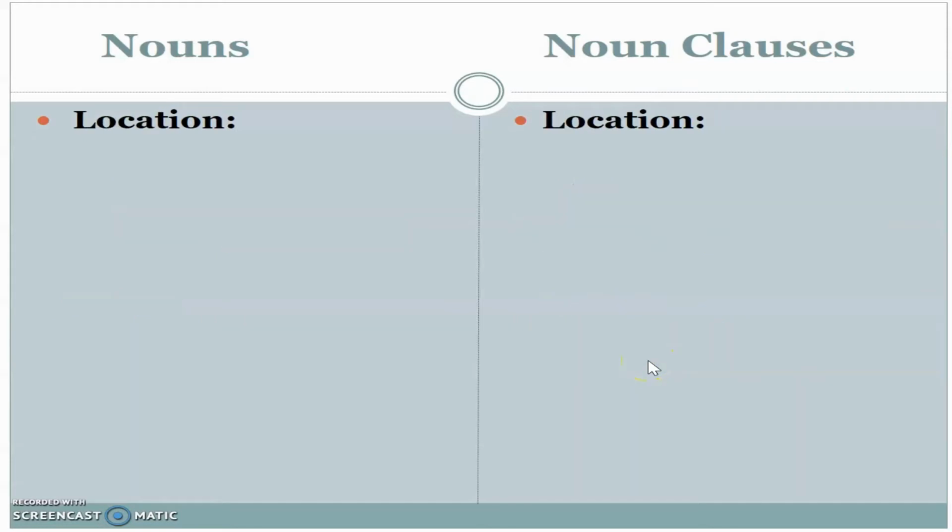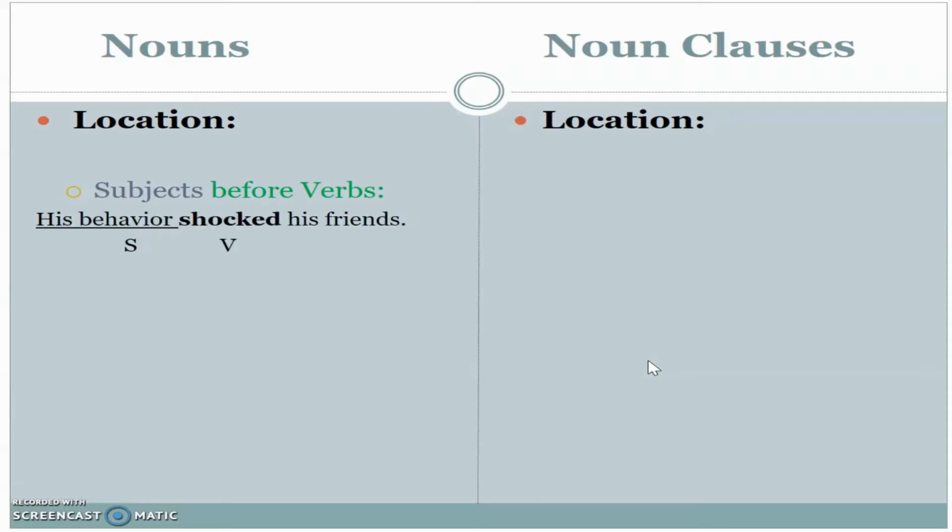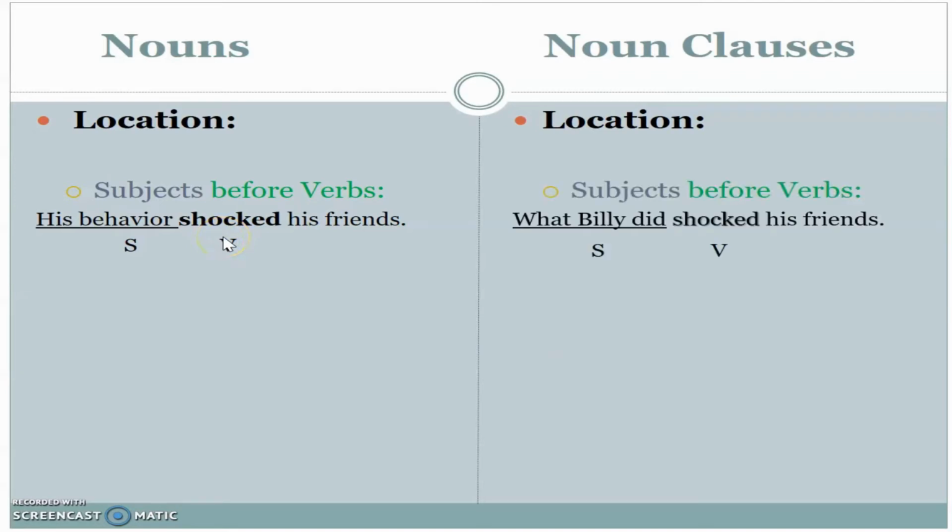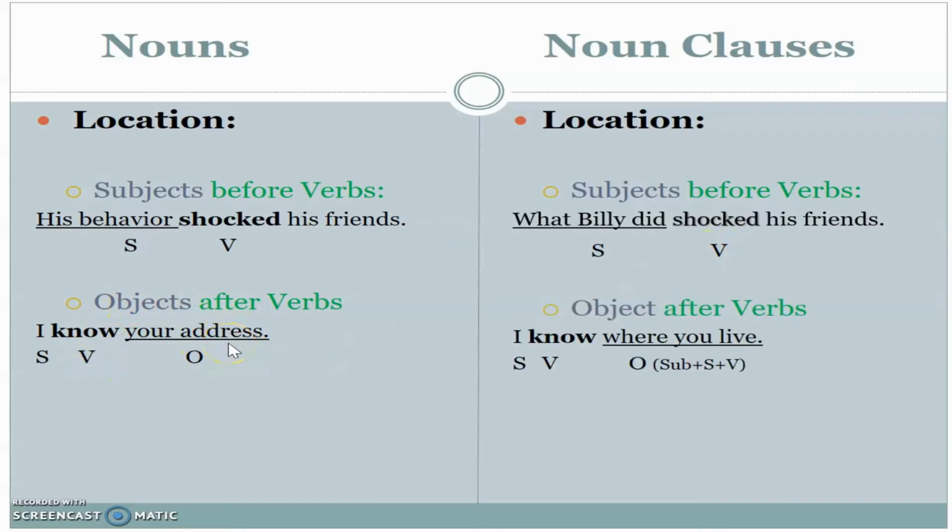Also, nouns are located, if it's a subject, before the verb. For example, his behavior shocked his friend. So when we talk about noun clauses, it's very important to recognize their location, because a noun clause can be a subject. It will always be located before the verb. If it's an object, it will always be located after the verb. So the location is the second factor we'll consider when we are learning how to find noun clauses in a sentence. So, I know where you live. Where you live is located right after the verb know.